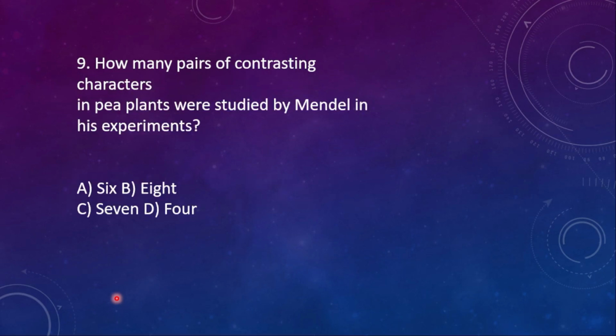And now the next question is the 9th one. How many pairs of contrasting characters in pea plants were studied by Mendel in his experiment? So here option A is 6, B is 8, C is 7, and D is 4. So here the right option is option C, 7. What are the 7 characters? I can say seed shape, seed color, flower color, pod shape, pod color, flower position, and stem height.